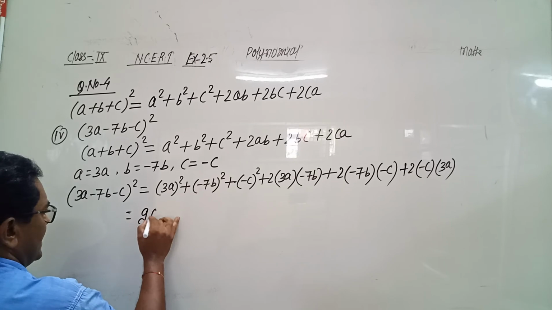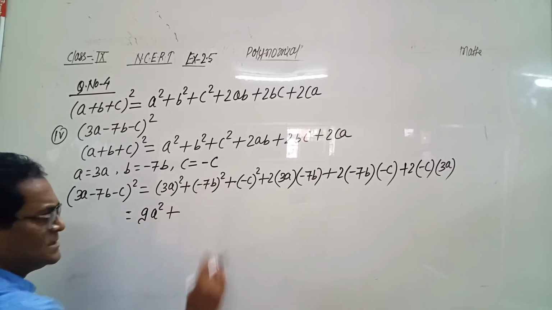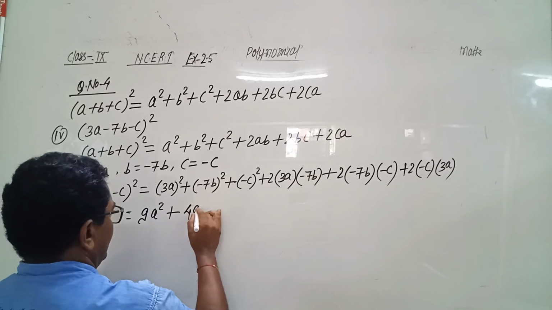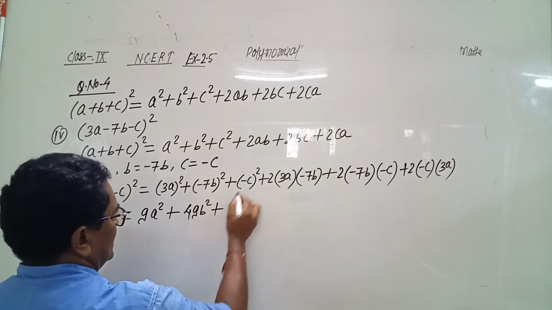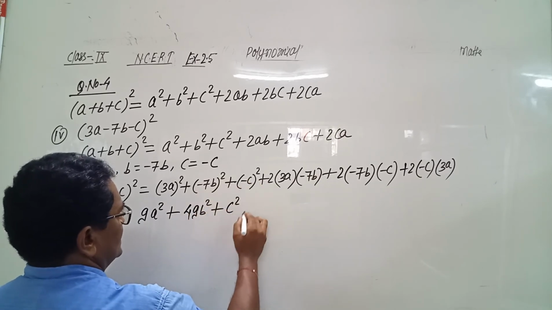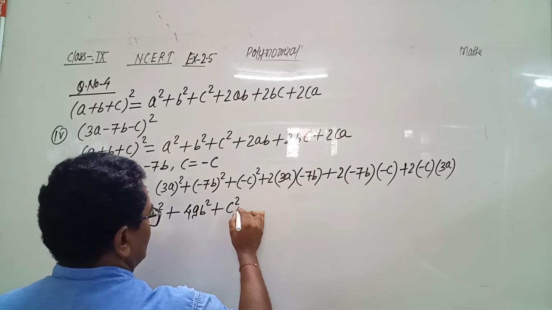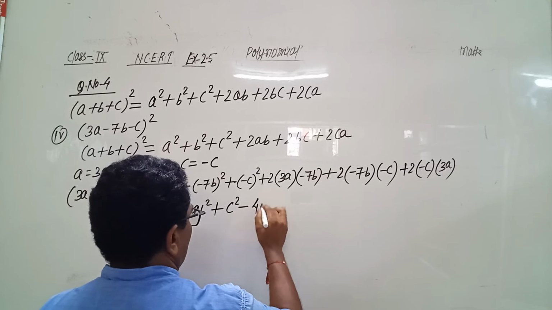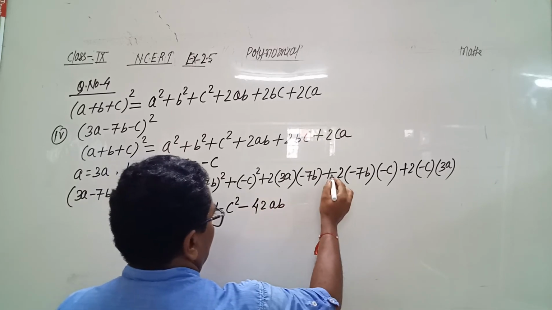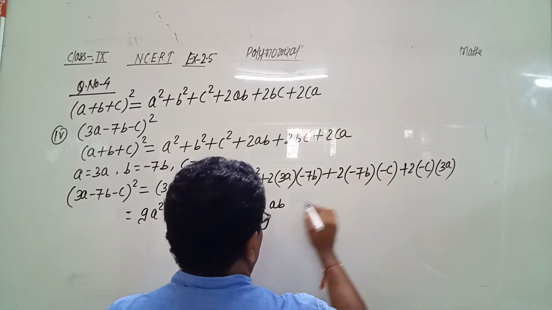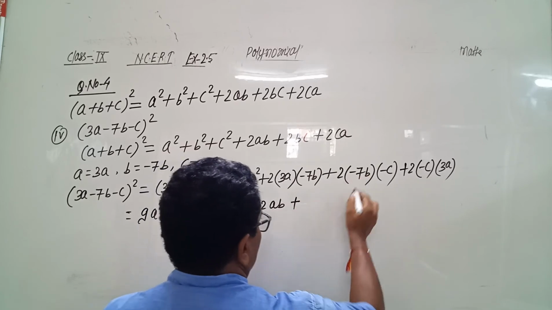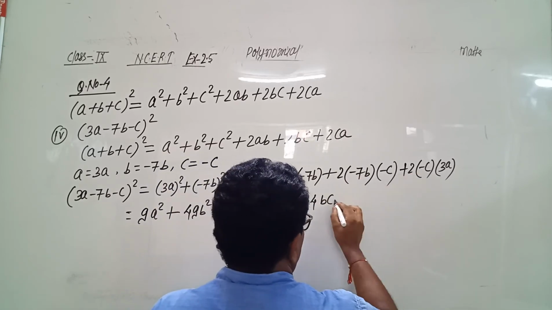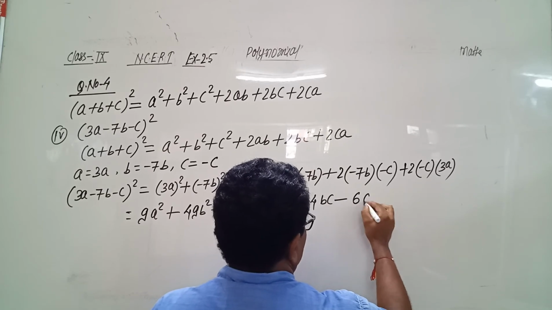3 the whole square, 9a square, plus minus 7 the whole square, 49b square, plus minus c the whole square, c square, plus minus minus 2 into 3, 6 into 7, 42ab, plus minus minus and minus minus plus 2 into 7, 14bc, and plus minus minus 2 into 3, 6ac.